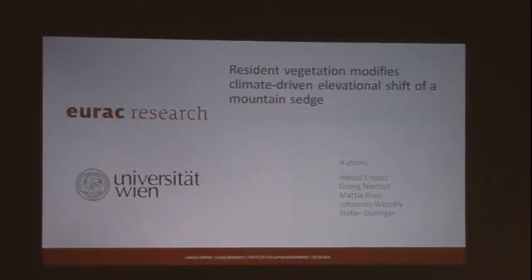Elevational shift on a mountain sedge. He's from the Institute of Alpine Environment from the EURAC in Bozen. Please. Thanks for the introduction.